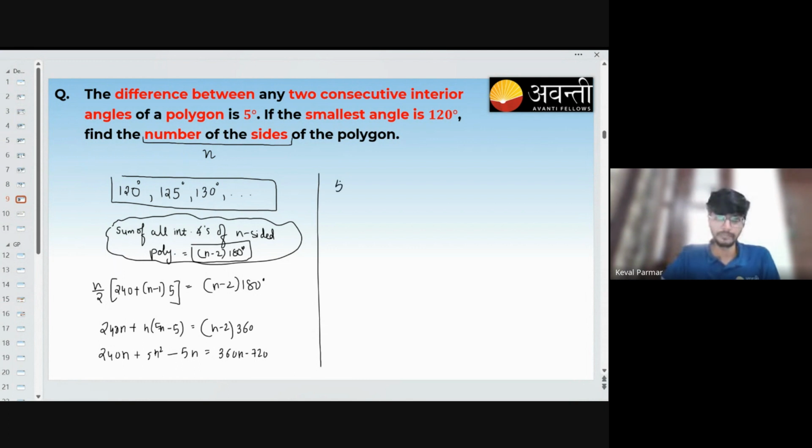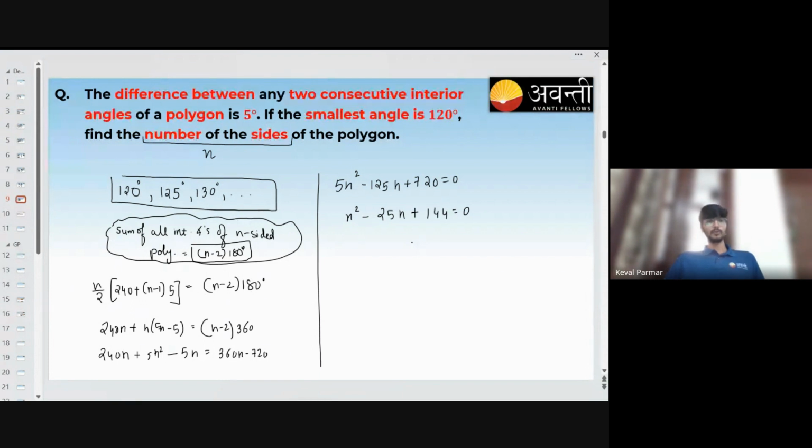minus 720. So let's take everything on the left hand side. So I'll get a quadratic 5n square, taking 360 to the other side, minus 120 minus 5, so I think minus 125n plus 720 is equal to 0. You can check I didn't make a calculation mistake. Please, I can divide by 5. So n square minus 25n plus 144 equals 0. Now again, it's time for you to tell me the factors. 12 12 is 144.